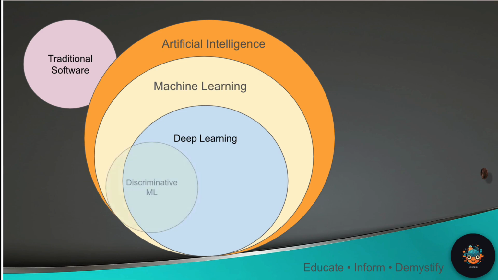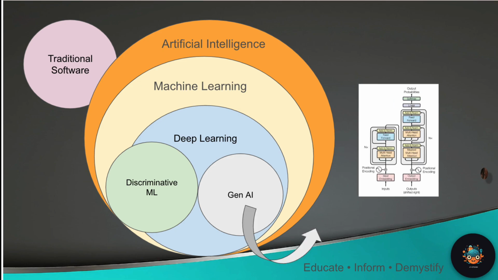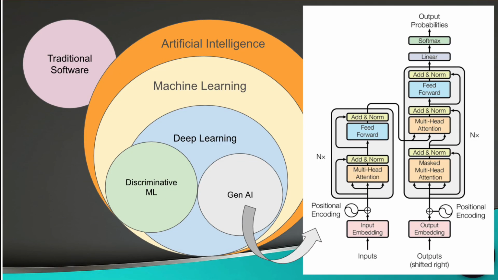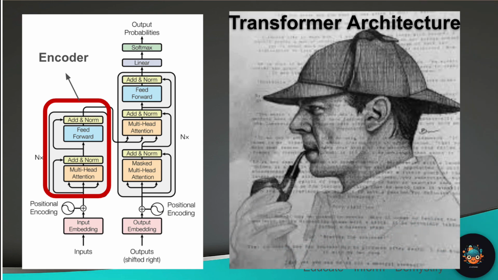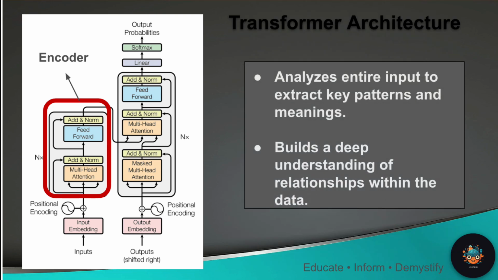Discriminative ML models are a class of models which map inputs to specific labels, while generative AI is the one which creates new content based on learned patterns using models like transformers. Transformer is a powerful algorithm which learns patterns from your data. It contains two parts: the encoder, which is the Sherlock Holmes of this architecture. When given any data, whether it's a paragraph, text, an image, or sound, Sherlock analyzes the entire input at once, figuring out all the important details and patterns.